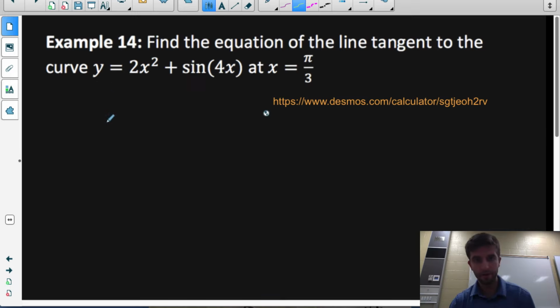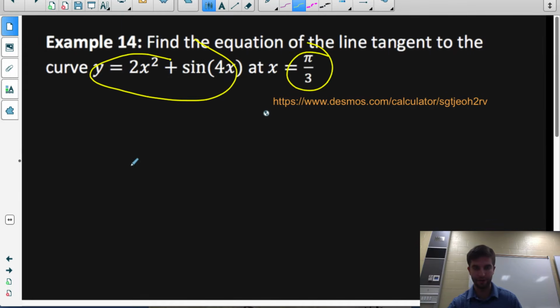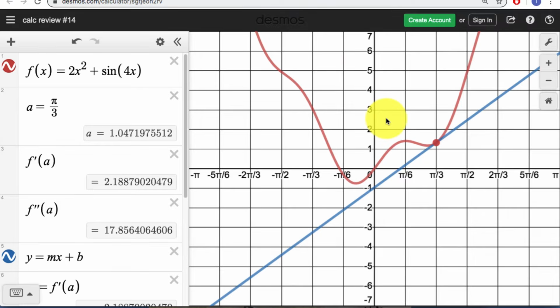Example 14, let's do an application of this. So find the equation of the line tangent to this curve at this point. So here's the graphical representation of what we're trying to find. Here's that f of x function, and what we're trying to do is find the equation of this blue line, this tangent line, that touches the f of x function only at this point right here when x is pi over 3.